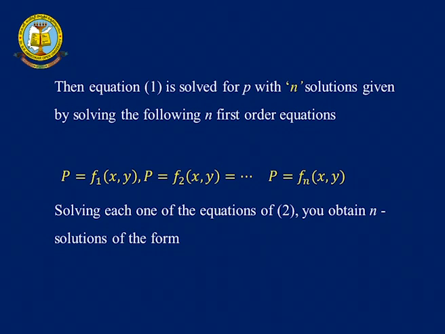After solving these we get p = f1(x, y), p = f2(x, y), and so on, p = fn(x, y). So these are n equations. We solve each equation and get n solutions. Here we substitute p = dy/dx, and using any method we can solve these n equations and get n solutions.